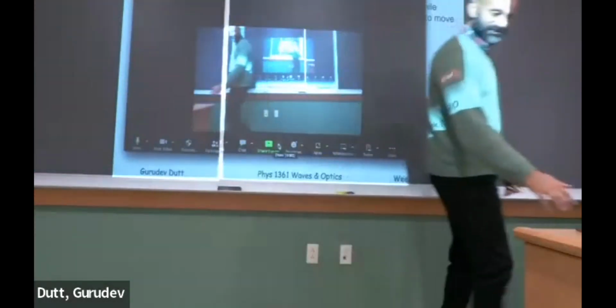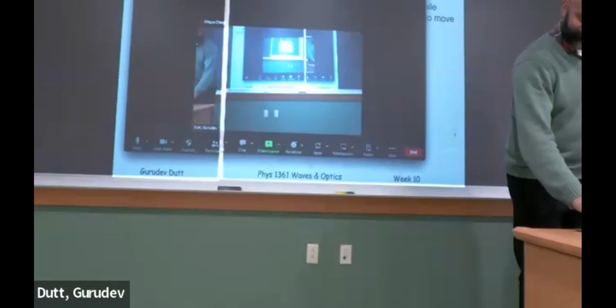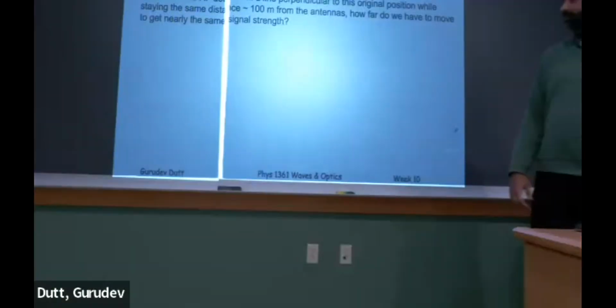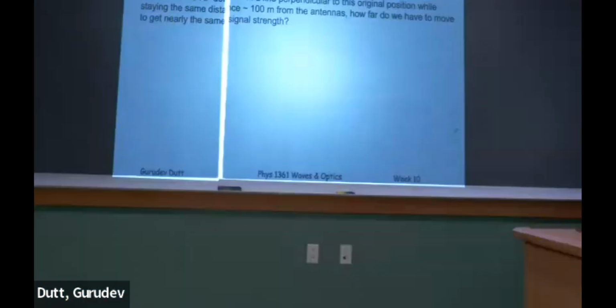Let me look again. Oh, yeah, the antennas are 10 centimeters apart. Sorry. And initially at the halfway point, you're getting a maximum signal. Now I move it 100 meters, and imagine there's effectively a screen at that distance. So now I put the detector over here.